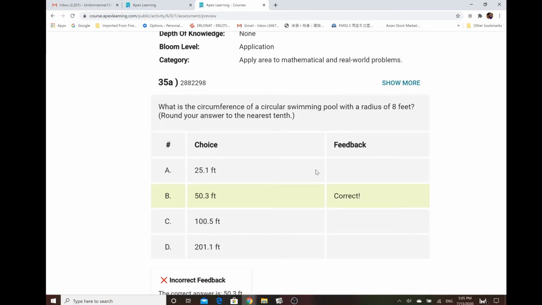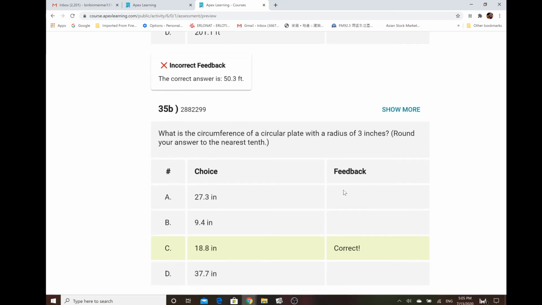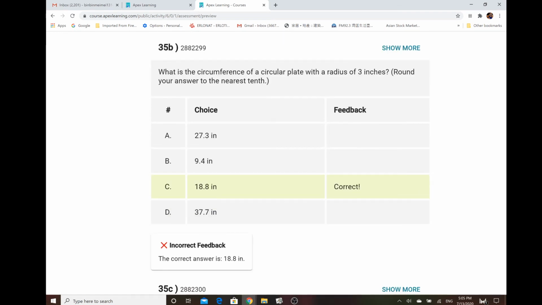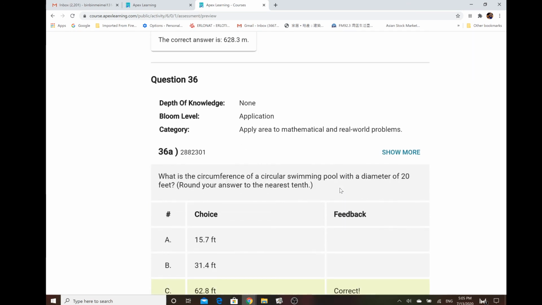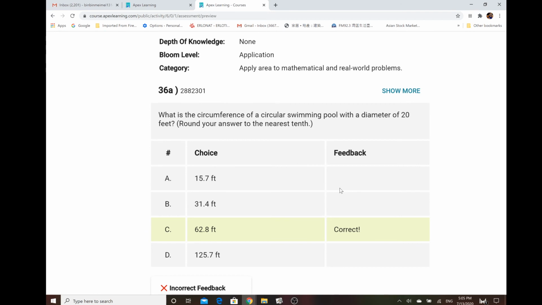What's the circumference of a circular swimming pool with a radius of 8 feet? This one, finding circumference again, radius is 8. So 2 pi r, so 2 times 3.14 times 8. So we get 50.3 feet, one-dimensional. This one too, radius, so 2 pi r, so 2 times 3 times pi, 2 times 3 is 6, 6 times 3.14, 18.8. Again, it's approximate. So it's all about circumference. Man, there are so many circumference problems here.